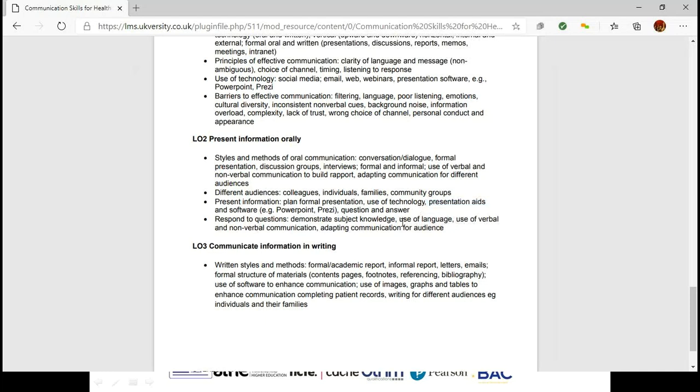And then you've got a question and answer session where you would open the floor to say, right, ask me some questions. And then 2D1 is how you're responding to the questions and how you're demonstrating your subject knowledge, the use of your language, and the use of your verbal and non-verbal communication.